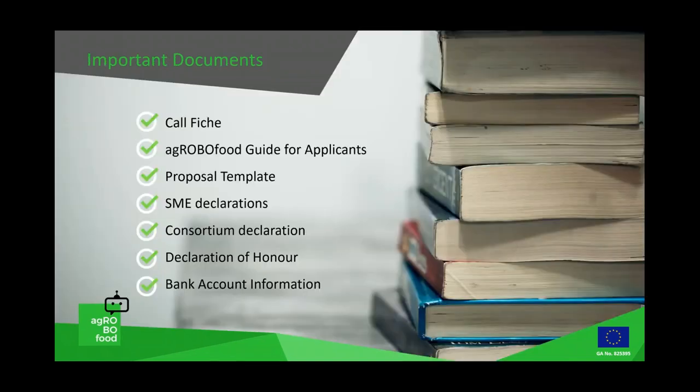Some of the documents you will find on the website are the Call Text, the Guide for Applicants, which is the most detailed and important document, the proposal template in which you will fill your application, and then some additional administrative forms like the SME declaration and consortium declaration, declaration of honor and bank account information. One thing I did not mention explicitly is that this call is targeting SMEs, so that is why we have all these SME-oriented documents.